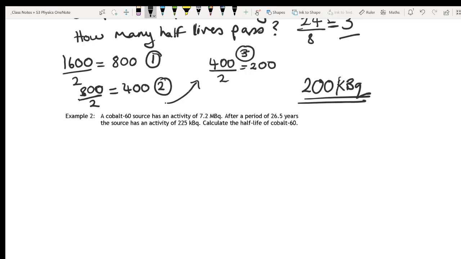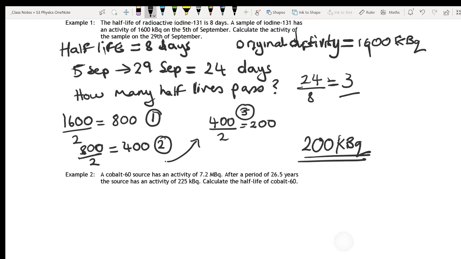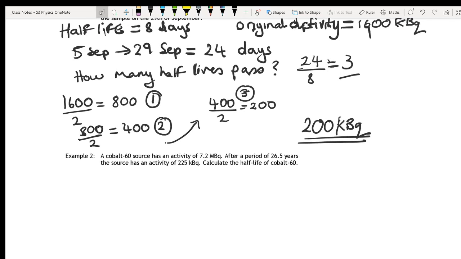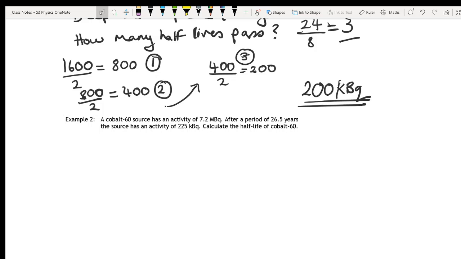See how this is asking for the activity? Could it be asking for something different, say how many half-lives, so you just put 3? Yeah, exactly. So there's a couple more examples we're going to go through and they'll be asking for different things as well. But if it just said how many half-lives, you just leave it there. Okay, has everyone got that?